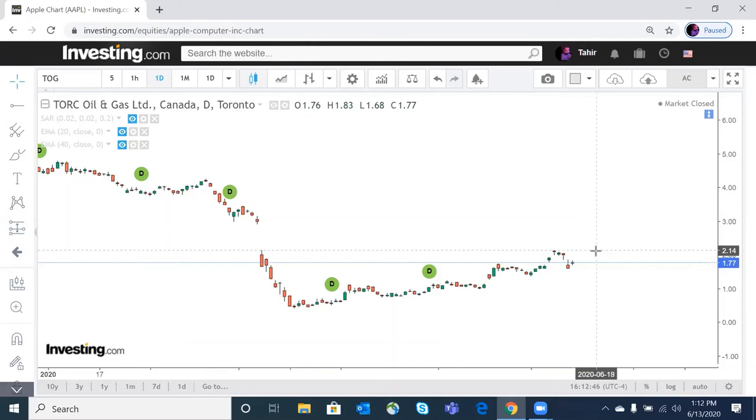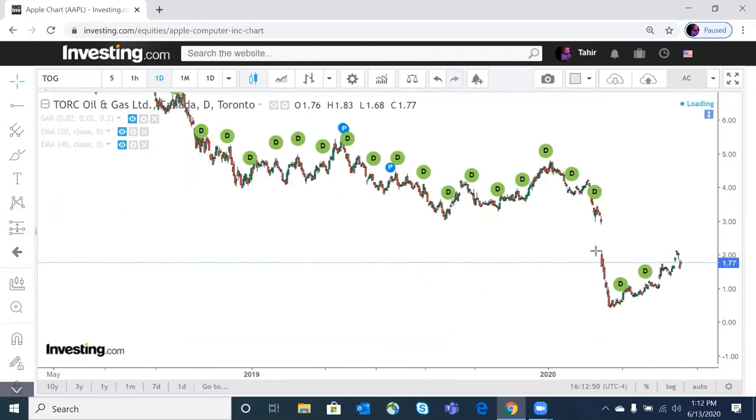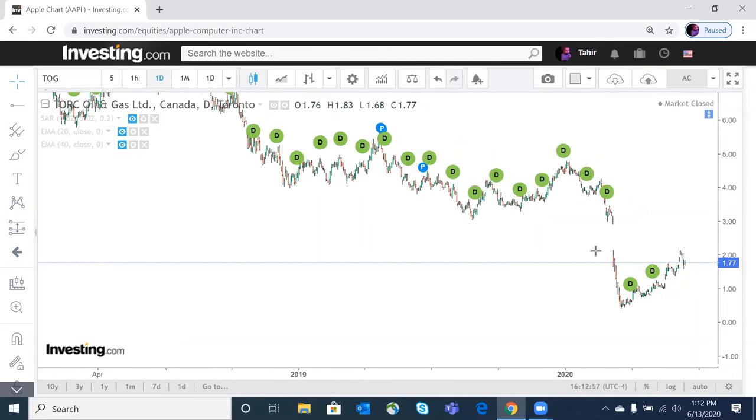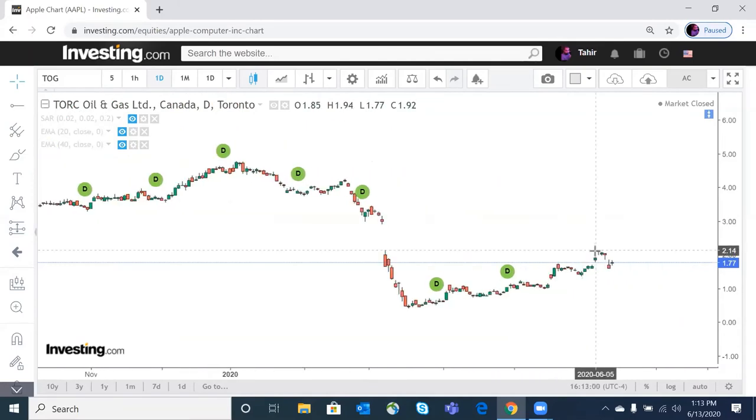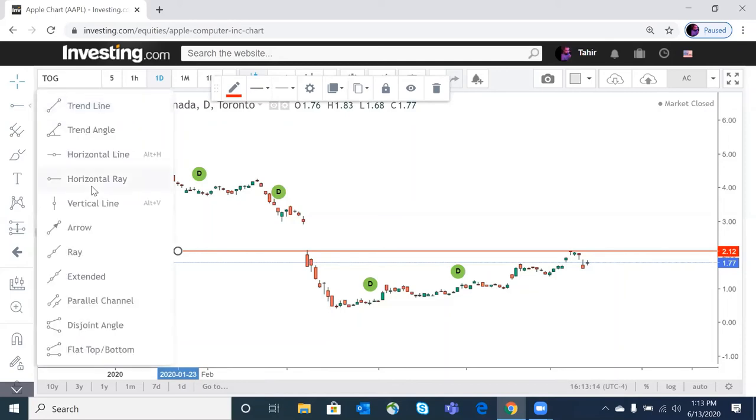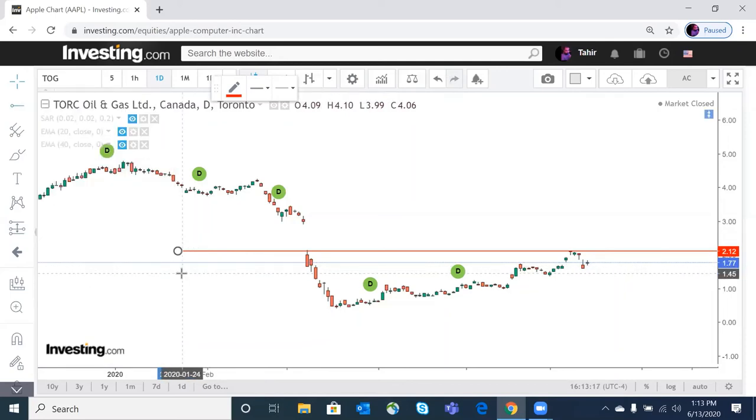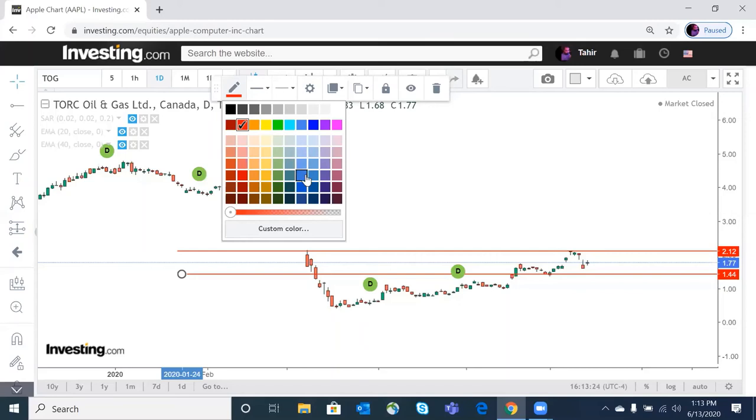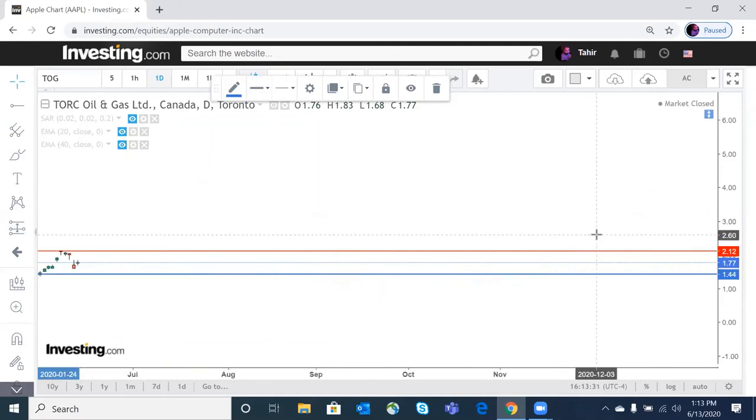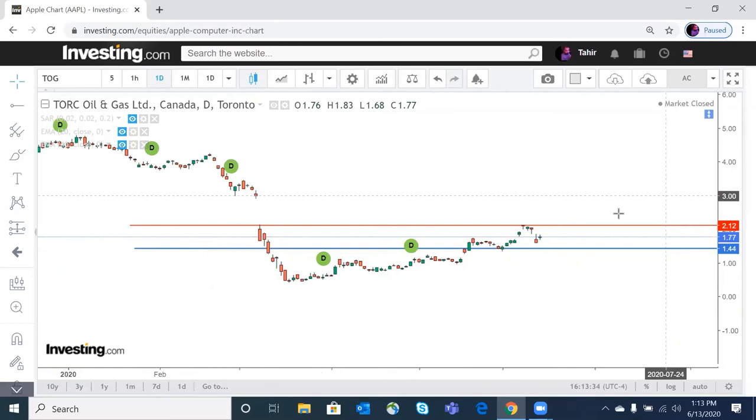2.03 or this level. Let's zoom out and look at the past trend of this TOG. Though it has a history, I will tell you one good thing about TOG from a long-term perspective. Let's draw the resistance line first, and then I will tell you that thing. Okay, so this point is a resistance point for this stock, and the support level, okay, so this is the support and resistance for the stock.